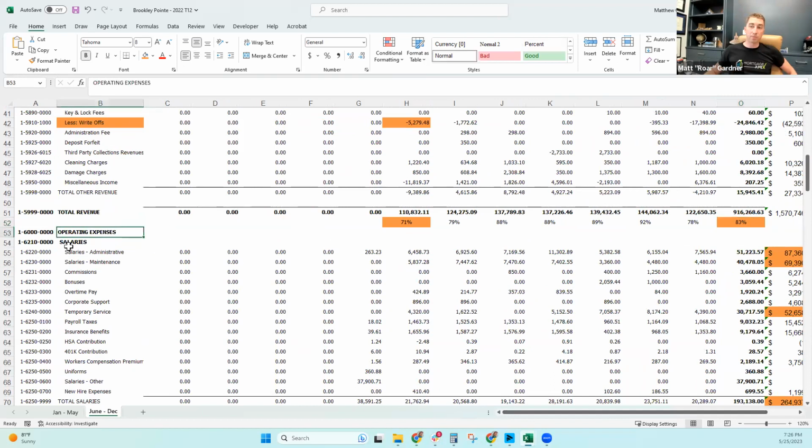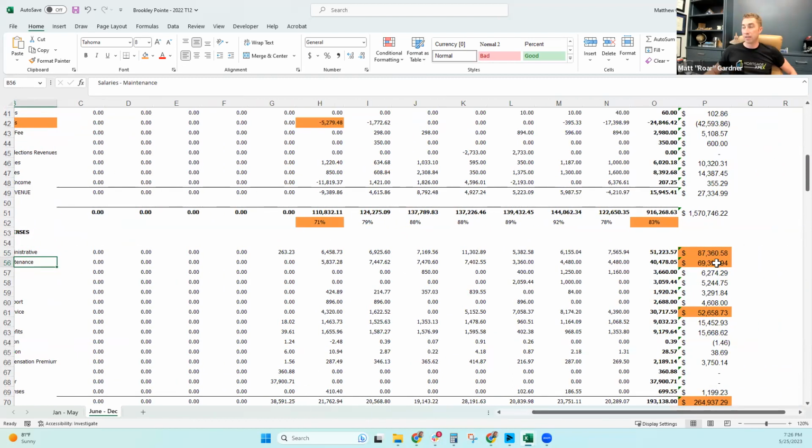Now, other things as I'm pulling through here. Next you're going to see operating expenses, salaries. Salaries is a big one. Right now they're showing an administrative salary and a maintenance salary, combined $87,000 and $69,000. So total salary of $156,000 a year. To me, I'm like, okay, is that enough for a 224 unit? I'll pull the crowd. How many employees do you think you need to run a 224 unit apartment complex? What do you guys think?